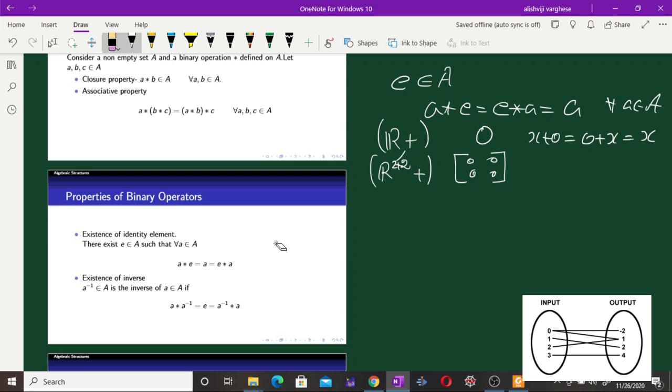So if we take an arbitrary element from the underlying set, then there exists a particular element in capital A, which is usually denoted by A inverse, in such a way that A inverse star A is equal to the identity element, and that's equal to A star A inverse. If such an element exists, then it is known as the inverse of A. And if the inverse exists for all elements in A, then we say that the binary operator has an inverse in the set.